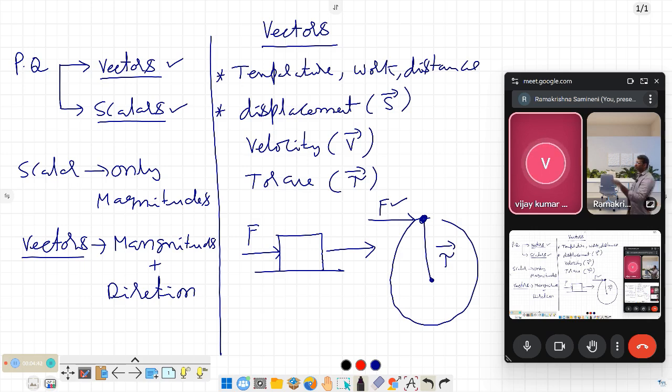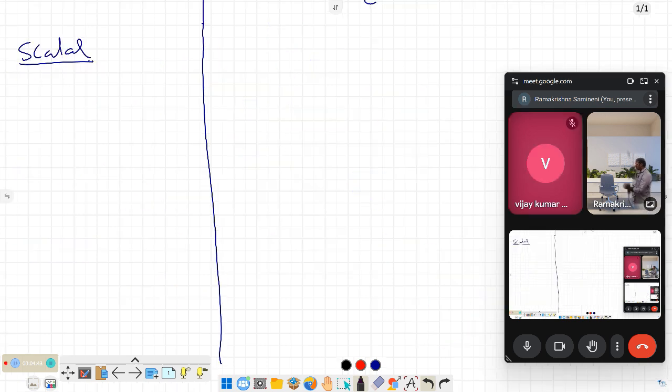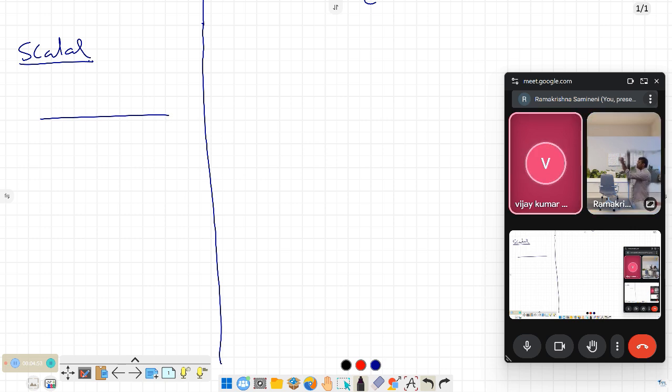Okay, but how do we represent a quantity, say force? How do we represent a scalar quantity? Any scalar quantity we represent with a straight line, only with a line. This is the starting point of the scalar quantity, and this is the ending point of the scalar quantity.